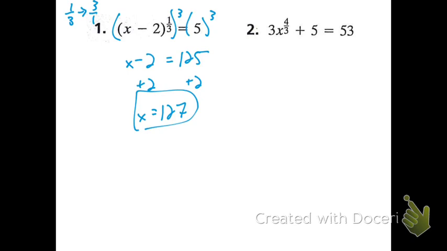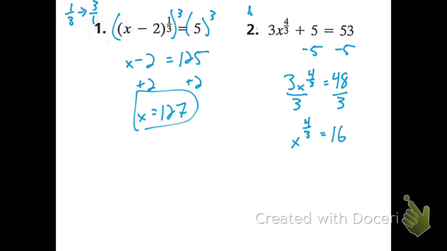Hooray. Number 2, I'm going to subtract 5 from both sides to begin with. I get 3x to the 4/3 power. That's going to equal 48. Then I'm going to divide both sides by 3. When you do this, you get x to the 4/3 power is equal to 16.